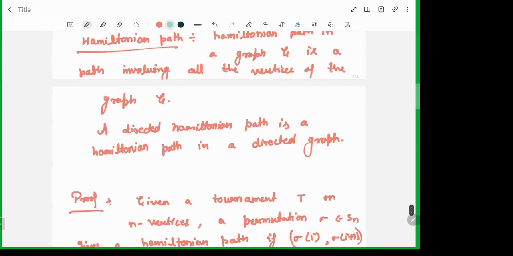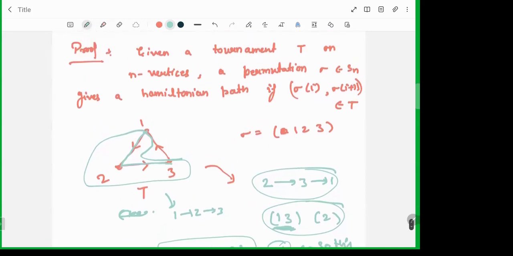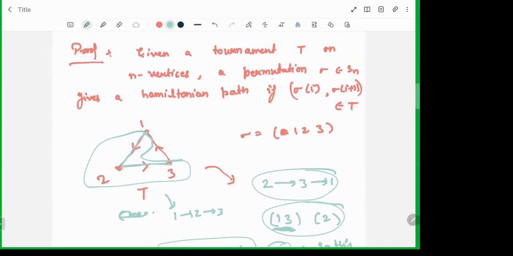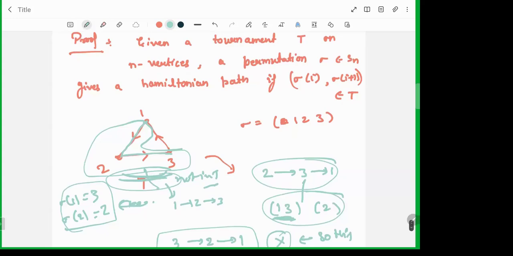So what I'm saying is this one claim I am explaining to you: a permutation sigma gives a Hamiltonian path if sigma i, sigma i plus 1 is in T. Like in this case, sigma 1 is 3 and sigma 2 is 2, but sigma i, sigma i plus 1, like 3 to 2, this path is not in T. This path is not in T.